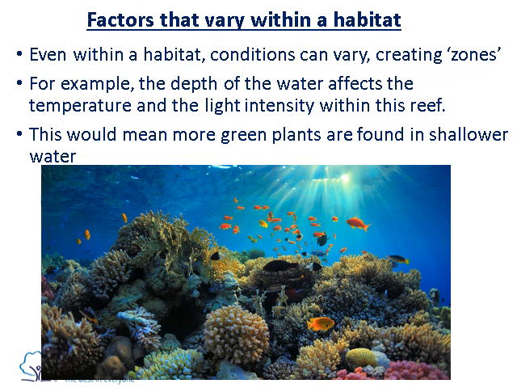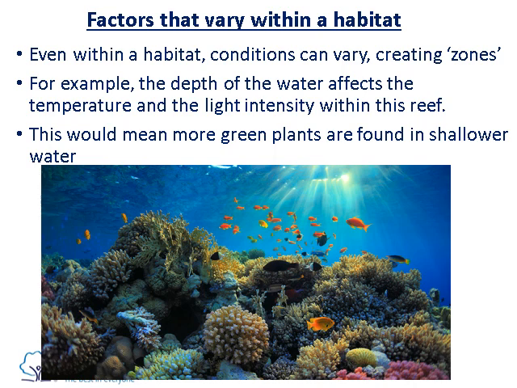Within a habitat, it's very easy to make this simpler than it is. Like we've been talking about changing the concentration of oxygen, for example, that doesn't necessarily happen across a full habitat. So within a habitat, conditions can vary, and that creates zones. For example, it's easy to talk about this in terms of a marine ecosystem.